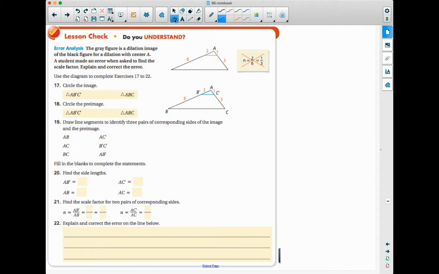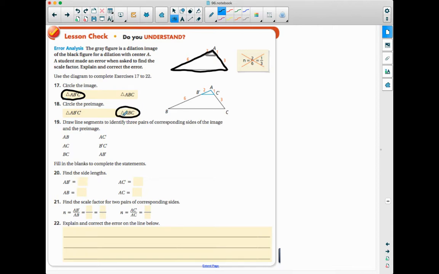All right. The gray figure is a dilation of the black one. So if we look here, the gray figure is this guy here. It's hard to see the coloring there. Here's the black one. Use a diagram to complete exercises 17 to 22. Circle the image. Which one is the image? So the image is the one that has the primes, right? Circle the pre-image. The pre-image is the one that doesn't have the primes.